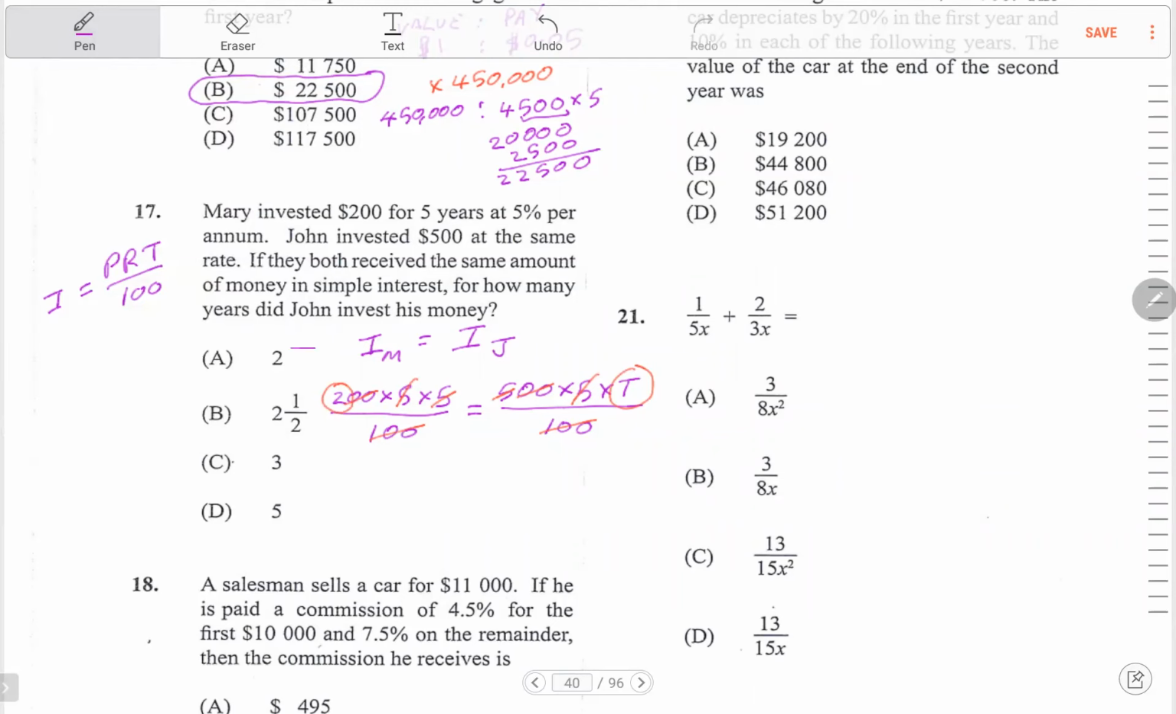All right, so that is 2. We just multiply it up and keep it simple. Just cancel out the values and simplify it down. All right.